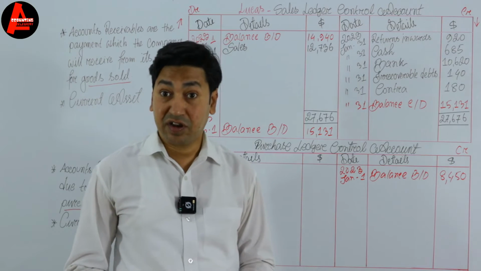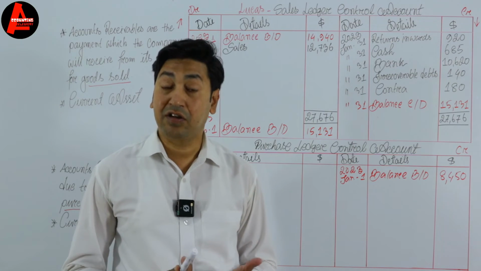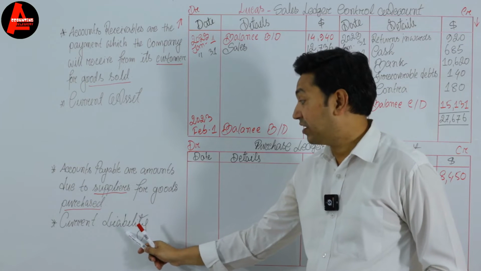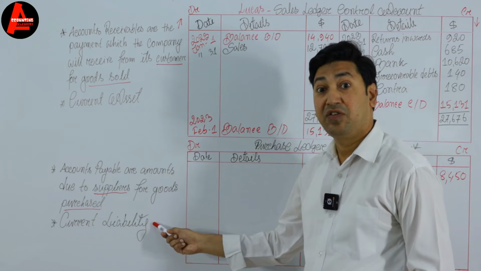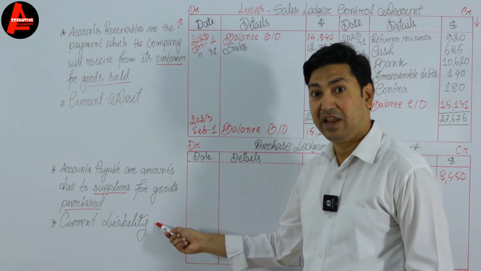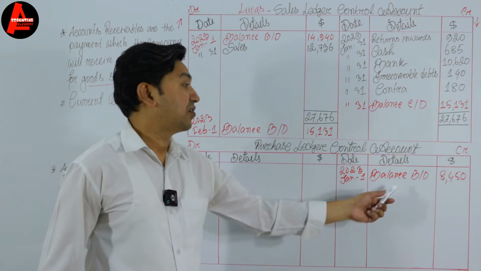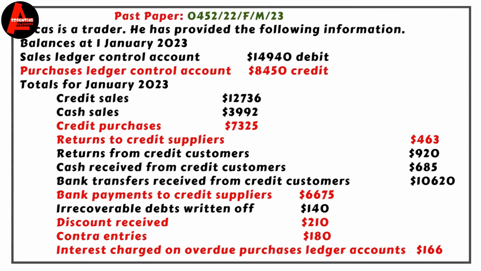Purchase ledger control account means it is a trade payable, accounts payable control account. Accounts payable is a current liability. We know a current liability is a normal credit balance. It is a credit account, it has a normal credit balance, so we will write the balance on the credit side. Then what items do we have in the question?